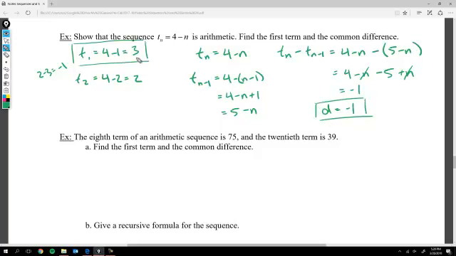And this does match with what I got here. The only reason I did this was just to get an idea of what to expect, and I did indeed get that. Now, if this didn't work out, then it probably wouldn't be arithmetic. But I did get my common difference. I did get my first term. That's what I was asked to do.